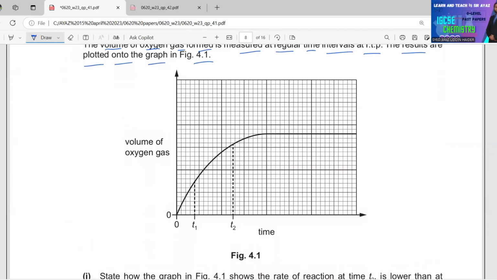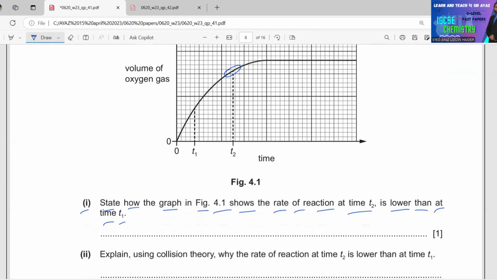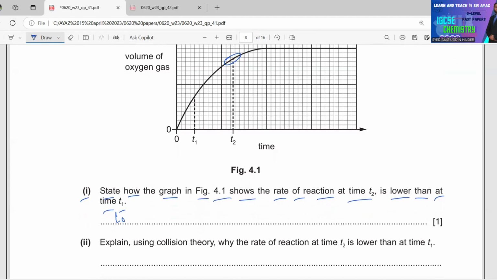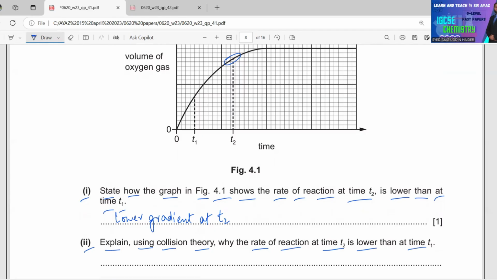Now, if you compare it, the gradient is decreasing. Here it's decreasing. So you write lower gradient at T2. Number 2, explain using collision theory why the rate of reaction at time T2 is lower than at time T1.